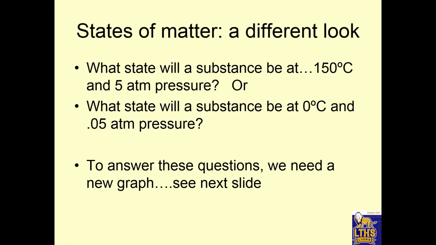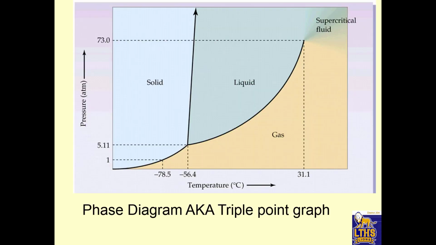So let's look at states a little bit differently. Substances can be solids, liquids, or gases. So if you have a certain substance at 150 degrees Celsius and 5 atmospheres of pressure, what state's it going to be? Or what if you have it at 0 degrees Celsius and 0.05 atmospheres of pressure? What state's it going to be? Well, scientists have tested this, they've made observations, and let's see the next slide. You get this, which is called a phase diagram.